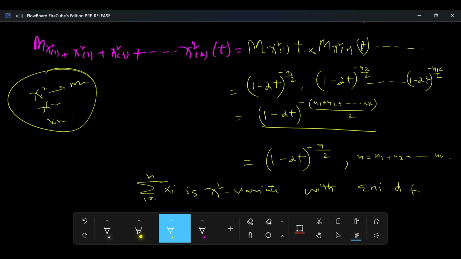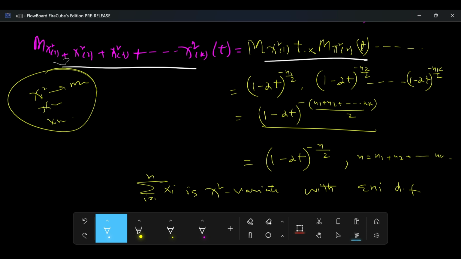This is by the uniqueness theorem of MGFs. The uniqueness theorem applies on this step here. Clear? So in the next lecture we will see some properties and theorems based on the chi-square distribution, the limiting distribution of chi-square, and the recurrence relation.